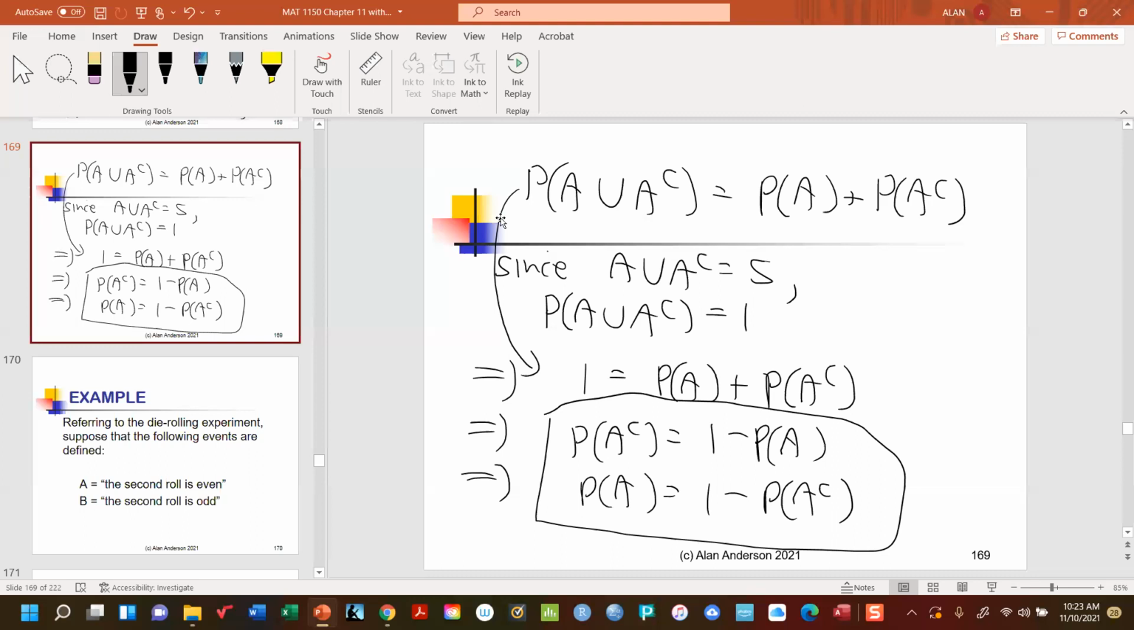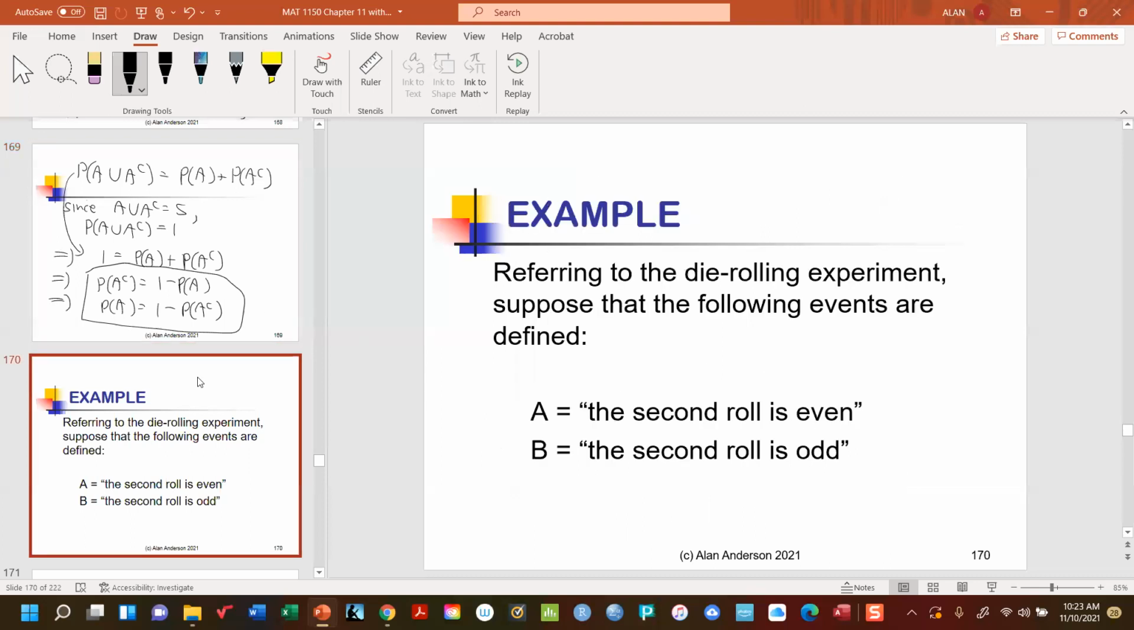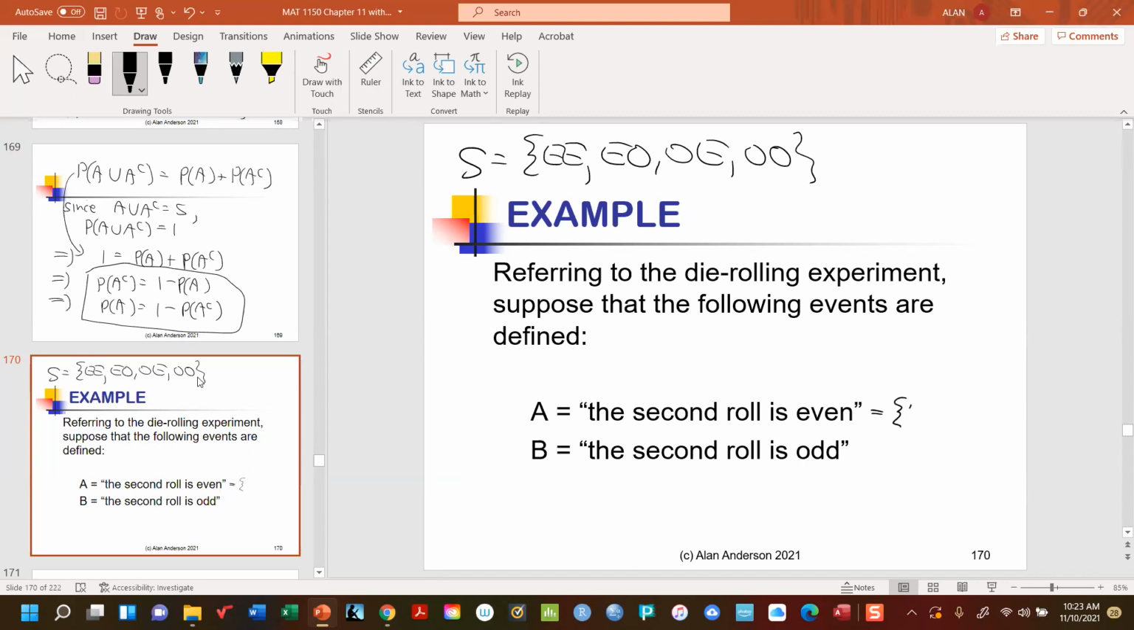All right. So now we're ready for examples of the complement rule. First of all, let's go back to our favorite example, the die rolling experiment, where again, the sample space is EE, EO, OE, and OO. So here we have the events: the second roll is even, EE, OE, and then we have the second roll is odd, EO, OO.